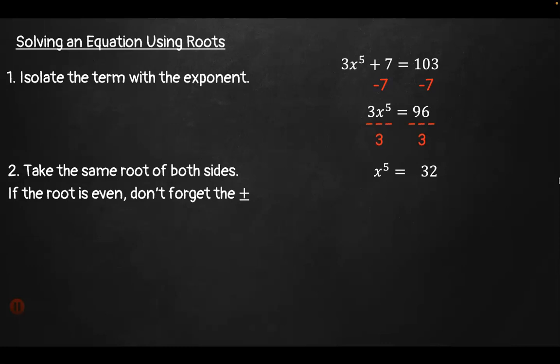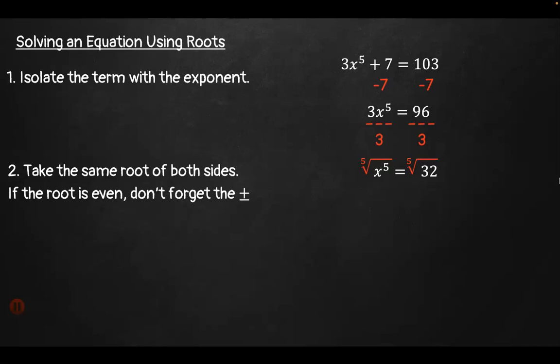So when I get to this point, I'm going to go ahead and take the same root of both sides. So right now I have my x that is raised to the 5th power. So I want to go ahead and raise both sides to the 5th root.